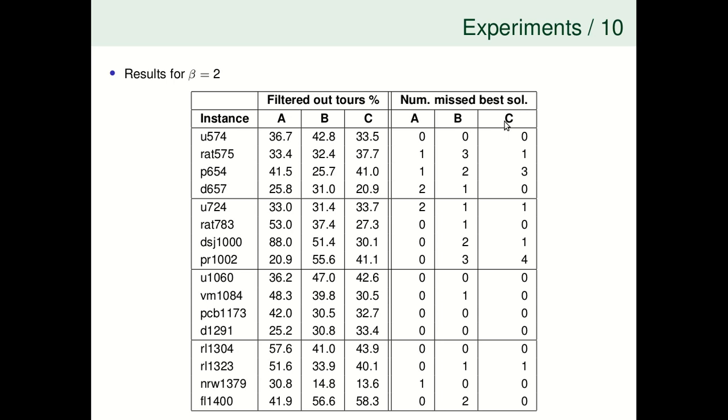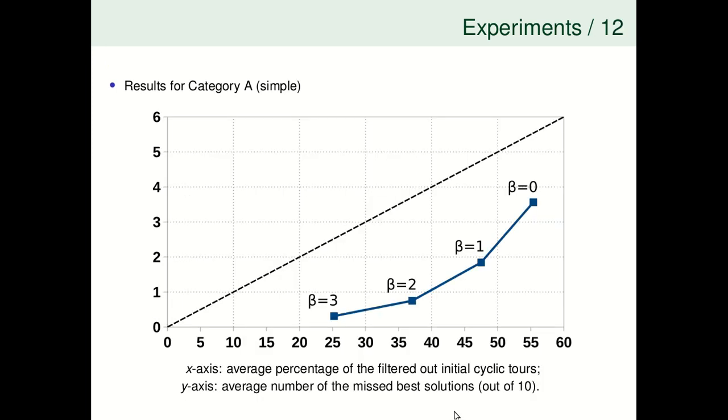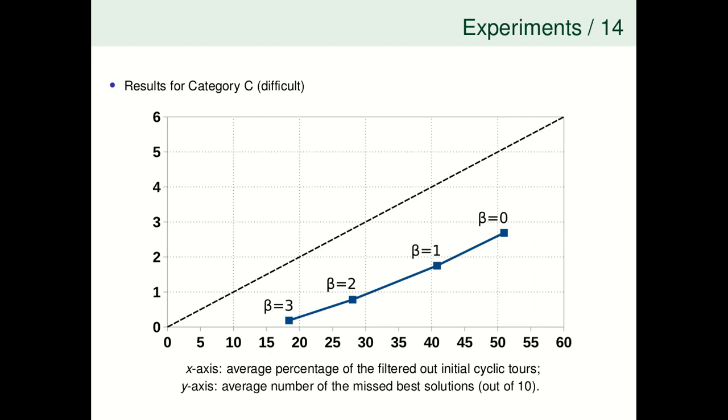This table continues in the next slide, and as you can see in the last row of this table, around 1/3 of the tours are filtered out, but the average number of the missed best solutions over all instances is less than 1 tour, which means less than 10%. The next 3 slides show results for 3 categories. This is for category A, this is for category B, and this one is for category C.